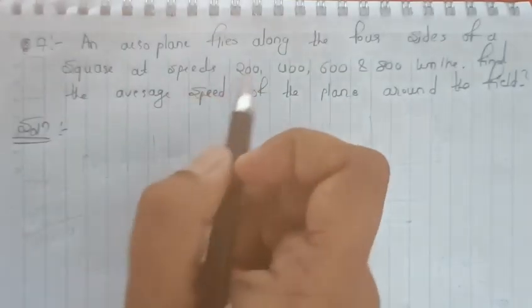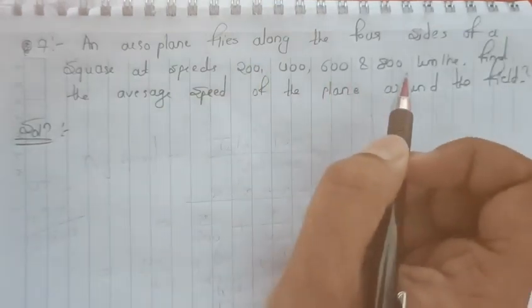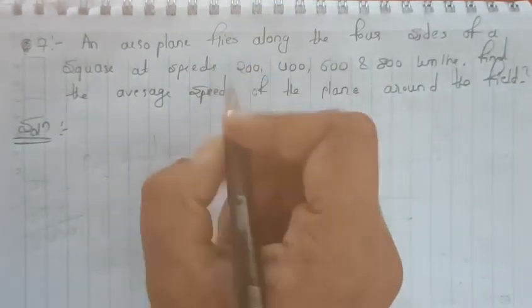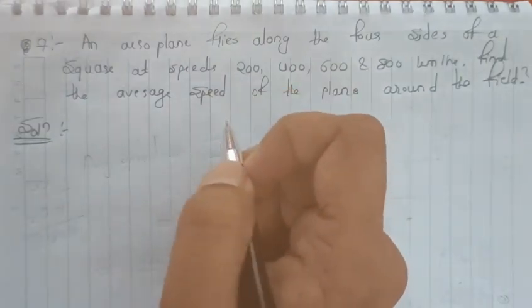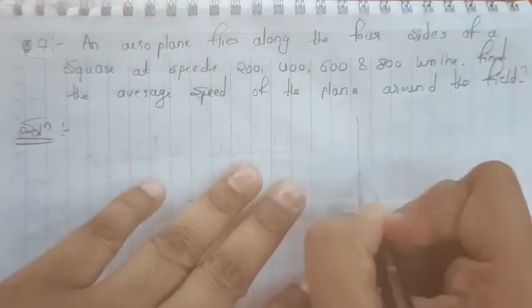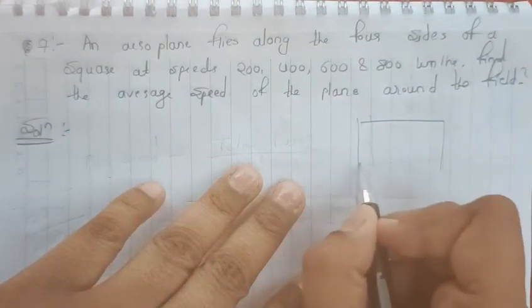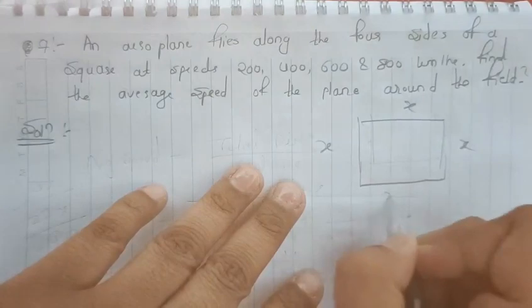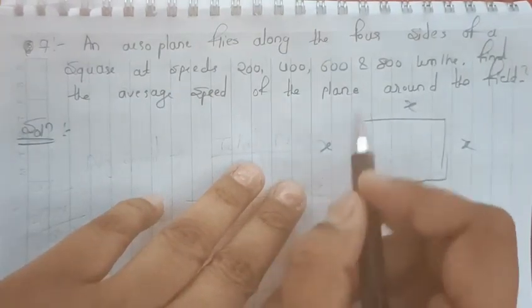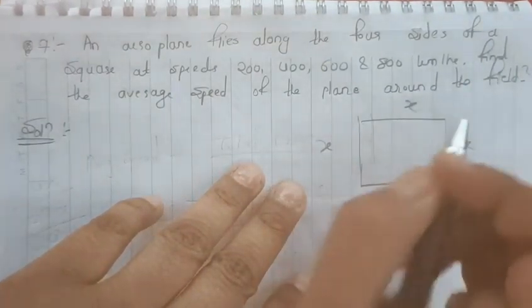An aeroplane flies along the 4 sides of a square at speeds 200, 400, 600, 800 km per hour, and we want to find the average speed. Now we already know the sides of the square are the same, right? So consider this is x, this is x, this is x. So the distance covered by the airplane in all these 4 parts is exactly the same.